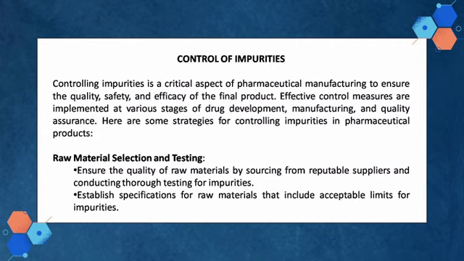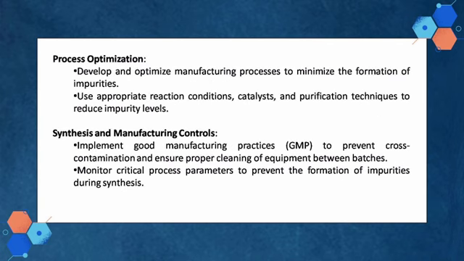First, raw material selection and testing. Under this, ensure the quality of raw materials by sourcing from reputable suppliers and conducting thorough testing for impurities. Establish specifications for raw materials that include acceptable limits for impurities. Second, process optimization. Under this, develop and optimize manufacturing processes to minimize the formation of impurities. Use appropriate reaction conditions, catalysts, and purification techniques to reduce impurity levels.